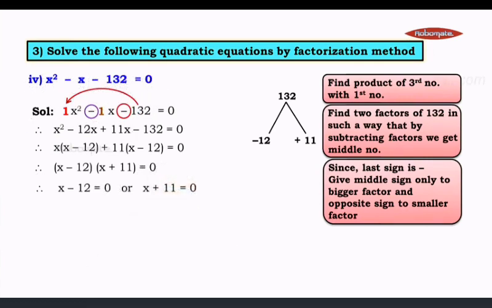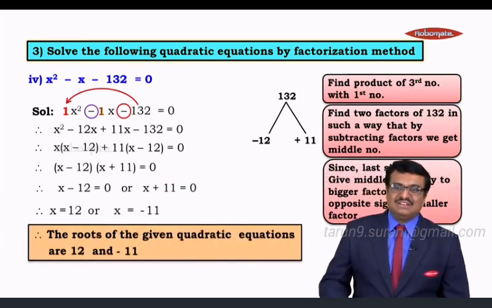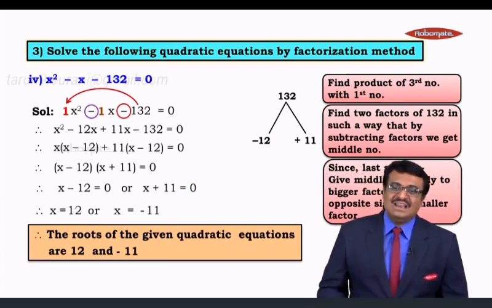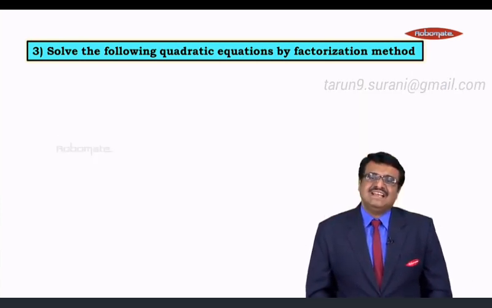So x minus 12 is equal to 0, or x plus 11 is equal to 0, x is equal to 12, or x is equal to minus 11. And we can write the final answer. The roots of the given quadratic equations are 12 and minus 11. Right. Let's take up the next question.